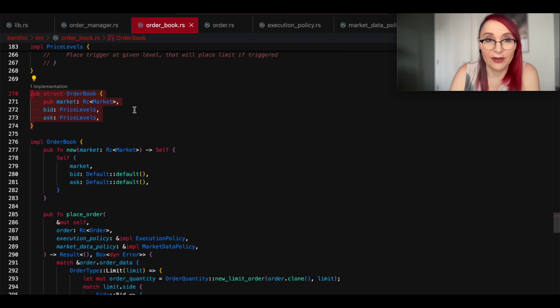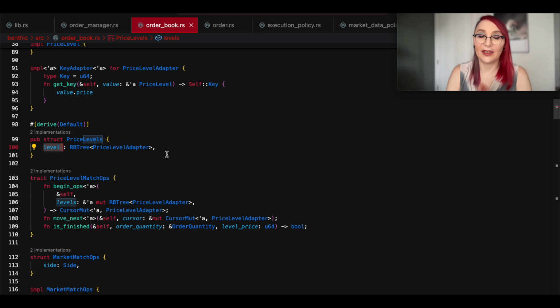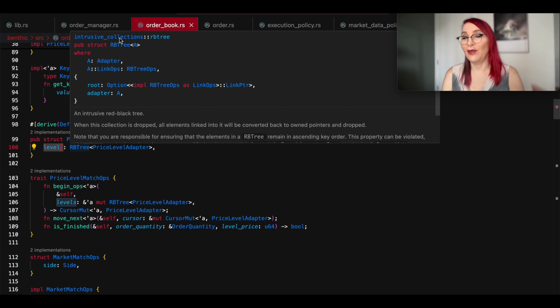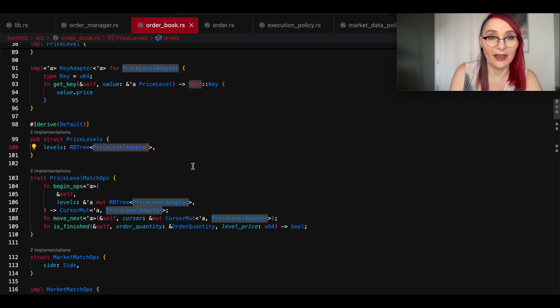The order book is a simple struct which has an associated market, bids and asks, which are price levels. And the price levels has levels, which is an RB tree. So I'm using a red-black tree for storing the levels in the sides of the book, so that it's super fast. And that one is an intrusive collection. Intrusive meaning that I'm not putting my levels into this RB tree, I'm making my levels part of the tree. So let's see what this price level adapter is.